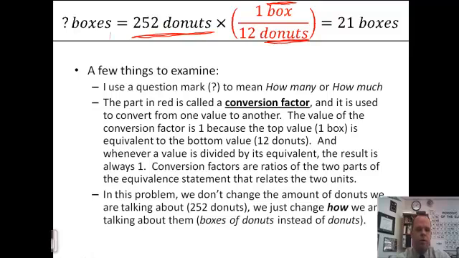The question mark is what we're trying to find. So we're trying to find the number of boxes. So our answer should be in that same set of units: how many boxes. The part in red is our conversion factor, two things that are equal to each other that we make a ratio with.